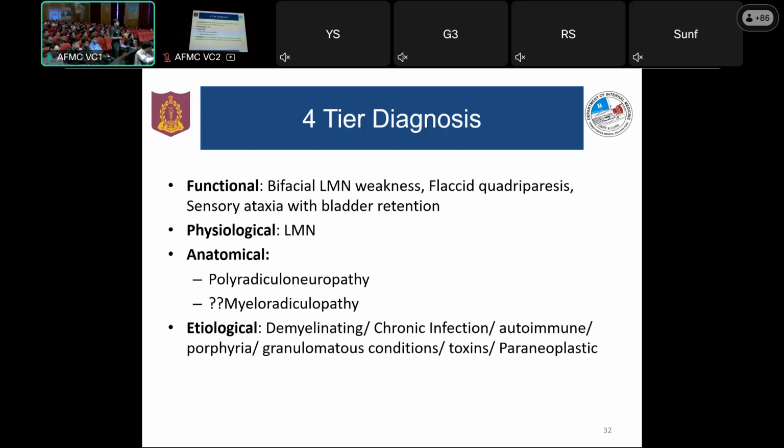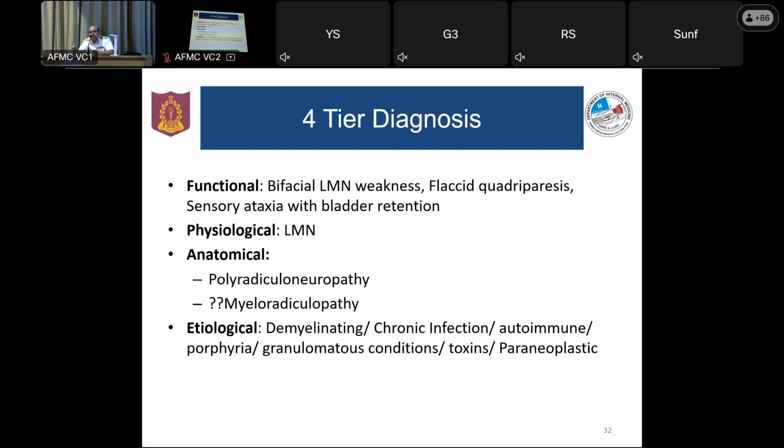How old is he? 27? 31. So now, granulomatous conditions, which granulomatous condition, Parvinder? Sarcoidosis. And why did you think of sarcoid? Bifacial involvement. Remember? So what are the differentials of bifacial involvement?